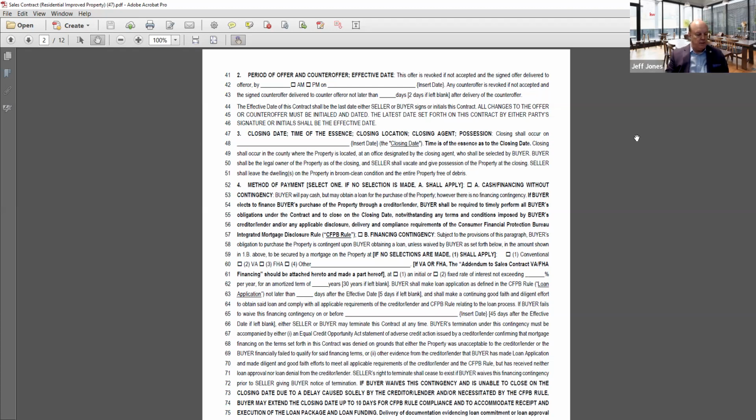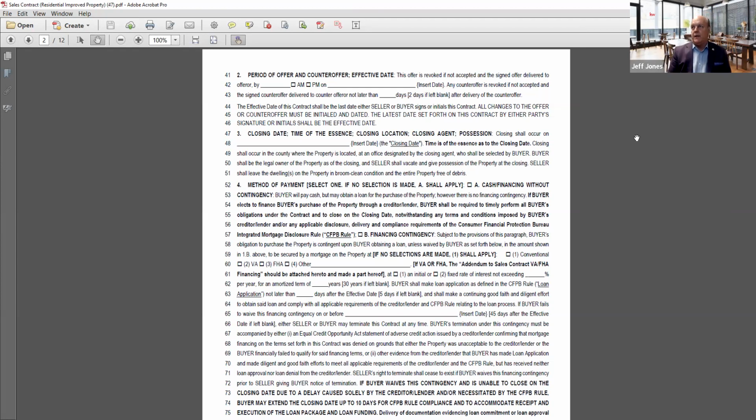Method of payment. Okay, so here's your two decisions. If the contract is cash, you check box A, cash. If the contract is financing, you go down to line 57, financing contingency. Now, because of the number of contracts that people are working with buyers who are trying to use mortgage financing, and finally they say, look, I'm just going to go in cash. I've lost a couple other deals.